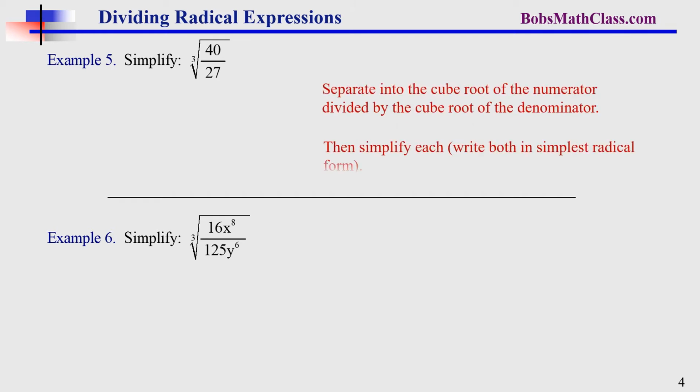Okay, separate, and then simplify. The denominator is easy. Cube root of 27, that's just going to be 3, because 3 times 3 times 3 is 27. The numerator, you could either use the prime factorization. There's 3 2's and a 5. Or you can rewrite it as the cube root of 8 times the cube root of 5. Either way, you should get 2 cube root of 5 all over 3.